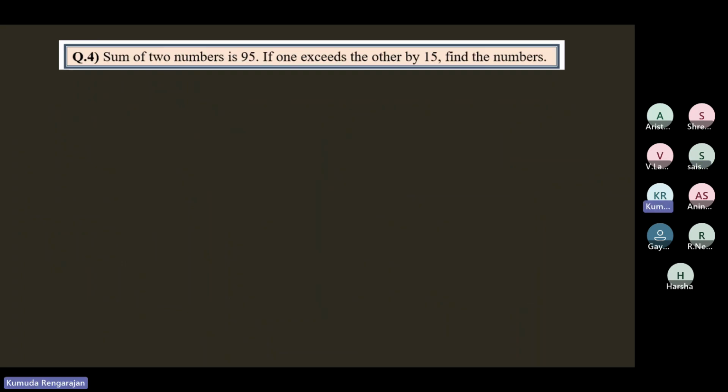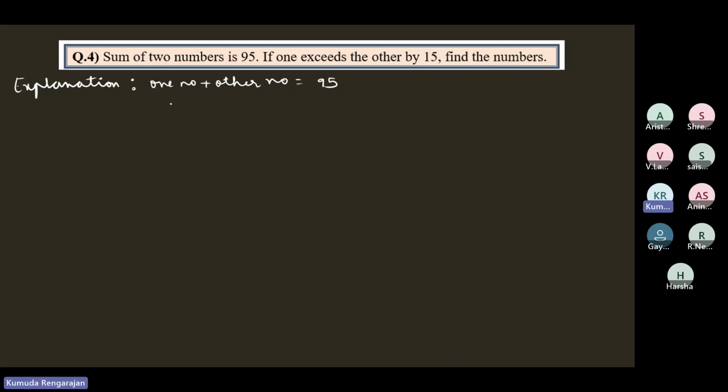Sum of two numbers is 95. If one number exceeds the other by 15, find the numbers. So see here. Please look at your screen. Sum of two numbers. That means one number plus other number is equal to 95.